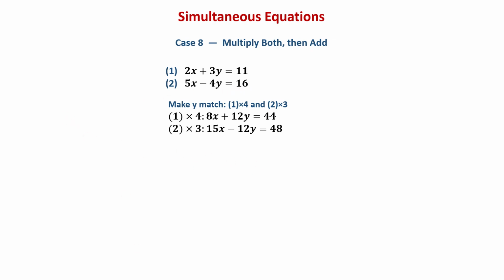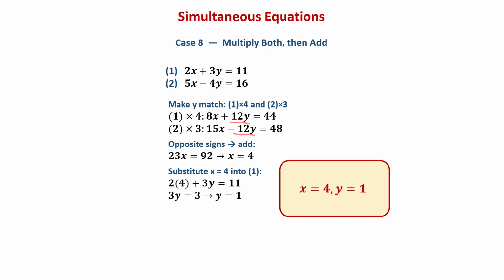Yes. Now, have you noticed the x's are not equal, but the y's are equal? 12y and 12y. But the signs are different. This is plus 12, this is minus 12. So we add these equations. If you add them, 8x plus 15x, I think it's 23x, yes, equals 44 plus 48 is 92. 23x is 92. That means x is 4. Substitute to get y equals 1.